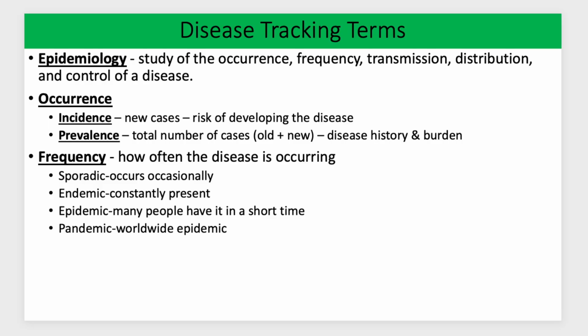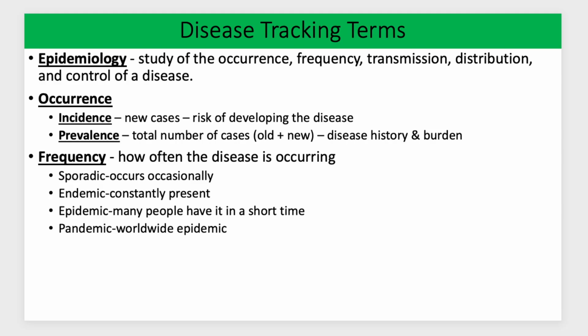So incidence would be looking at new cases, which can help you see what is the risk of getting this disease. If the new cases are very, very low, then it's not being spread. So the risk of developing the disease is very low as well. So it's an indicator of the risk of getting that disease in whatever region you're looking at. Prevalence, on the other hand, would be looking at the total number of cases. So you look at the old and the new. So this is analyzing the history and burden of that disease on a society.